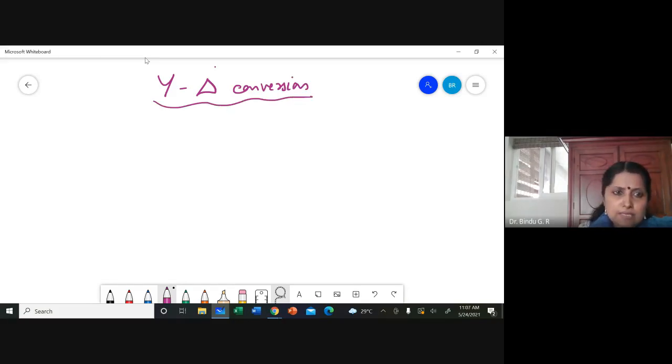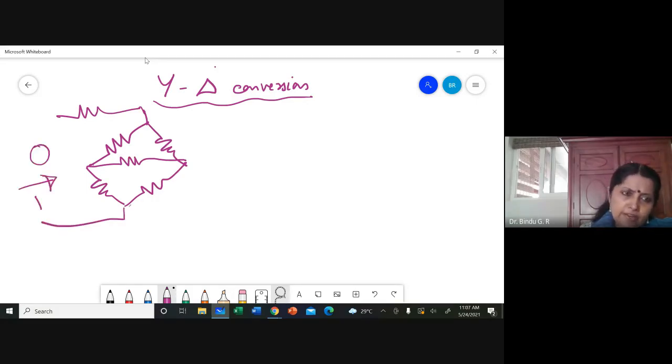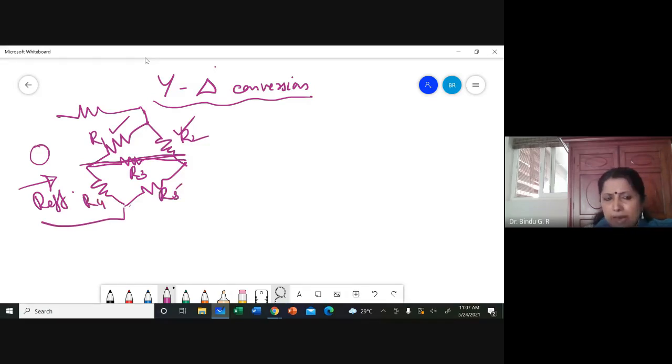Now, for example, consider a bridge circuit like this. You might have come across bridge circuits, where you can have resistors connected like this, and there may be a voltage source, or it may be required to find the R effective. You cannot say that R1 and R2 are in series because of the resistor here. Also R4, R5 are not parallel, and you cannot say they are in series either. This R and this R1 are not in series because of this kind of division here.